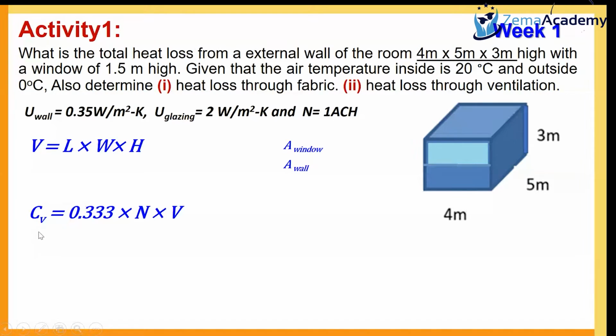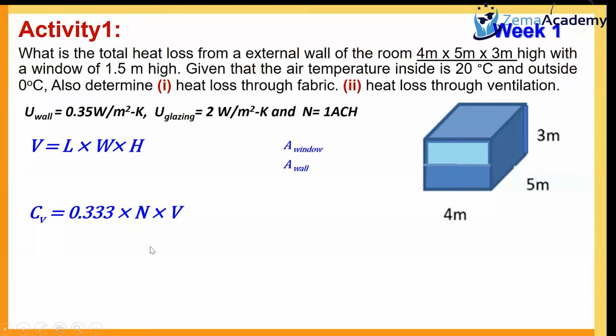Next, you need to calculate the ventilation conductance. The value of this volume is coming from the top, and this N is coming from over here, which is 1 ACH, 1 air change per hour. So you can also calculate this ventilation conductance.